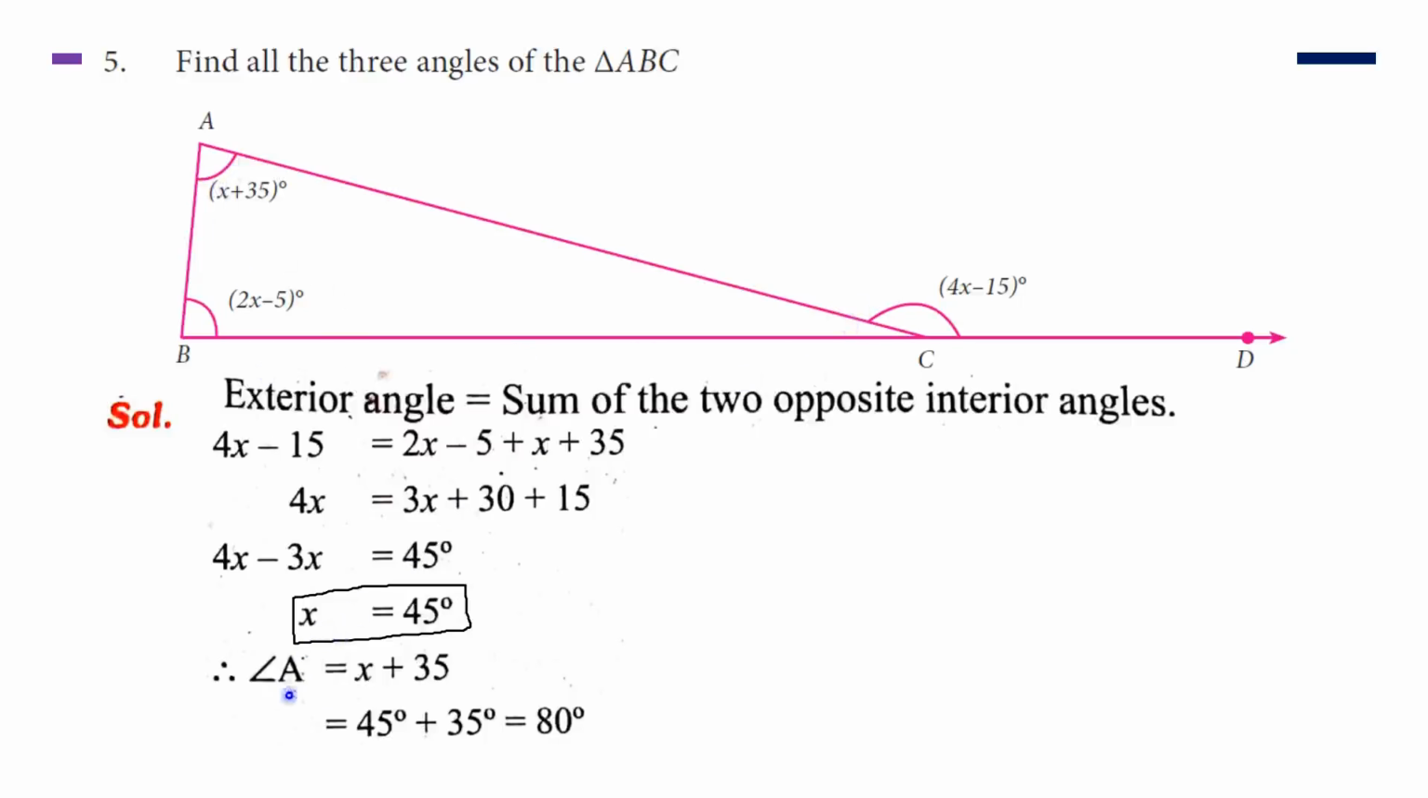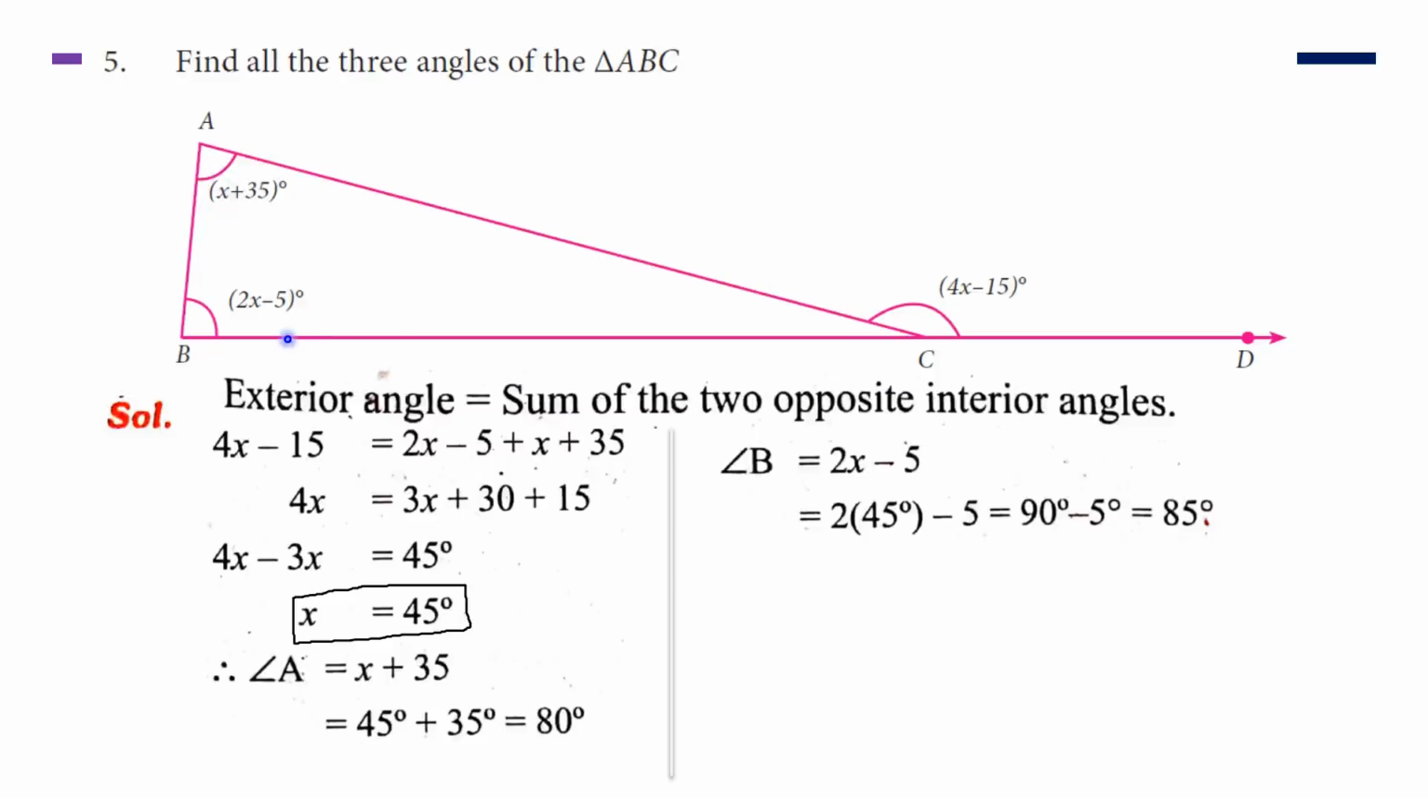That is, angle A is x plus 35. Here you have to substitute x value as 45 degree. So we will get the angle A as 80 degree. Next we are going to substitute that 45 degree in B. That is 2 into 45 degree minus 5 equals 90 degree minus 5 degree, which means 85 degree.